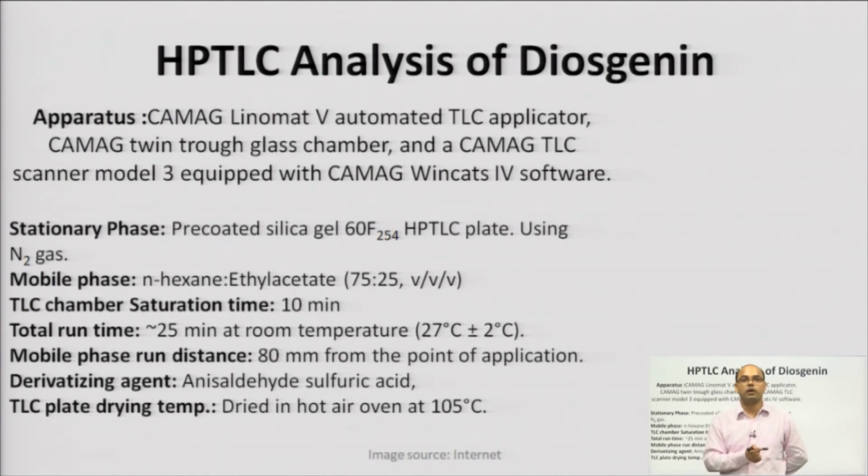The total run time is about 25 minutes at a room temperature of about 27 ± 2 degrees centigrade. The mobile phase run distance is about 8 centimeters from the point of application. The derivatizing reagent we have used is anisaldehyde sulfuric acid reagent, which we have sprayed on the developed plate. After derivatization, we have observed the Diosgenin spot on our plate. The TLC plate was dried at 105 degrees Celsius using a hot air oven. Here drying is also automatic, derivatization is also automatic. You only have to enter the readings into the software, and the software we have used is Camag WinCATS 5 software.